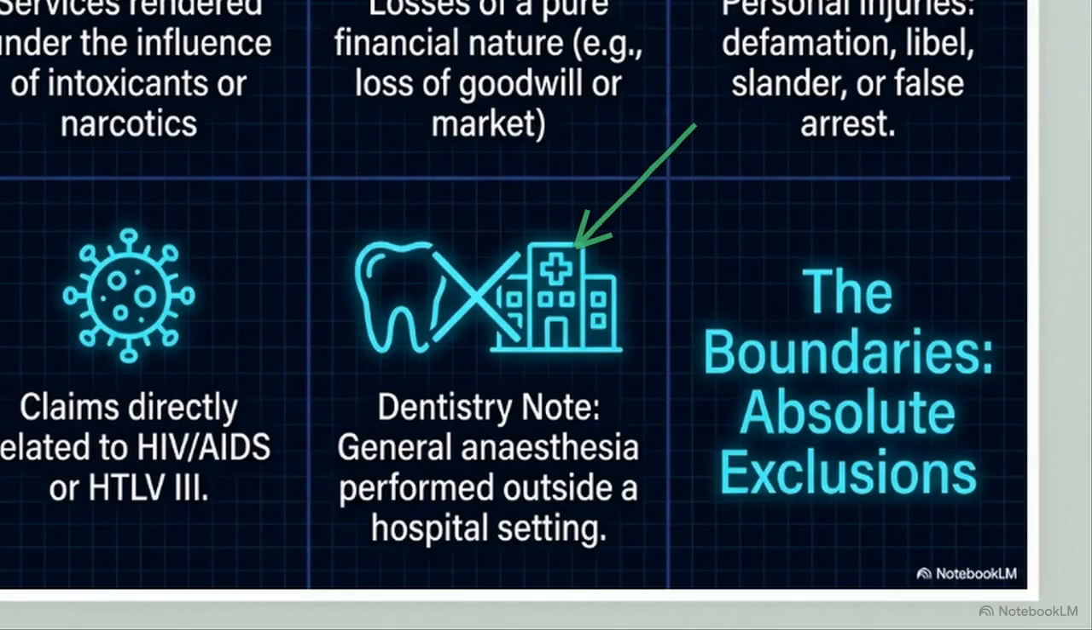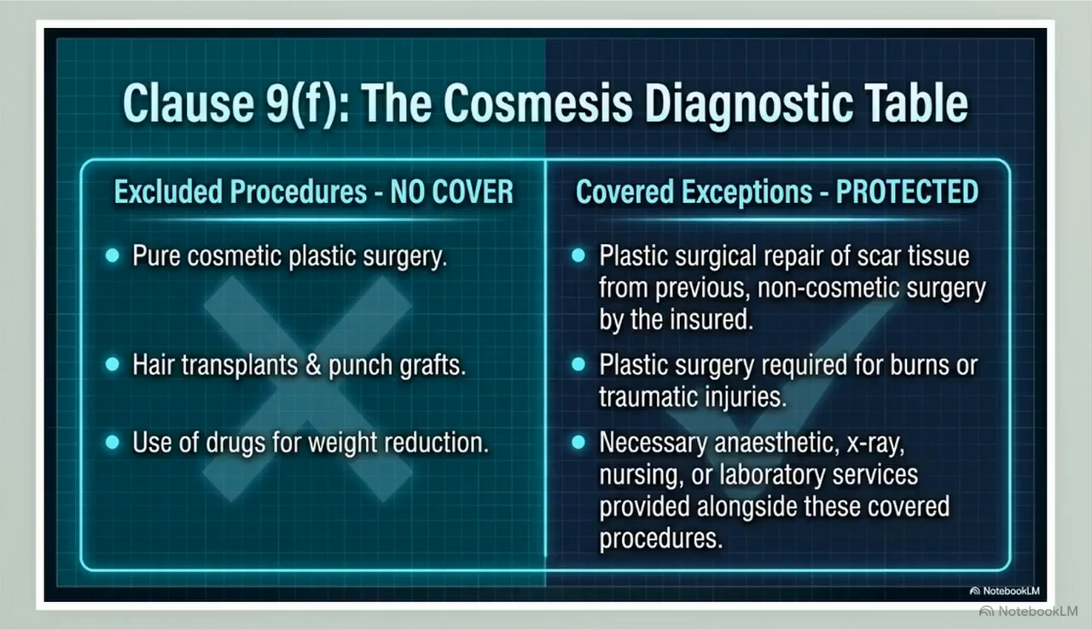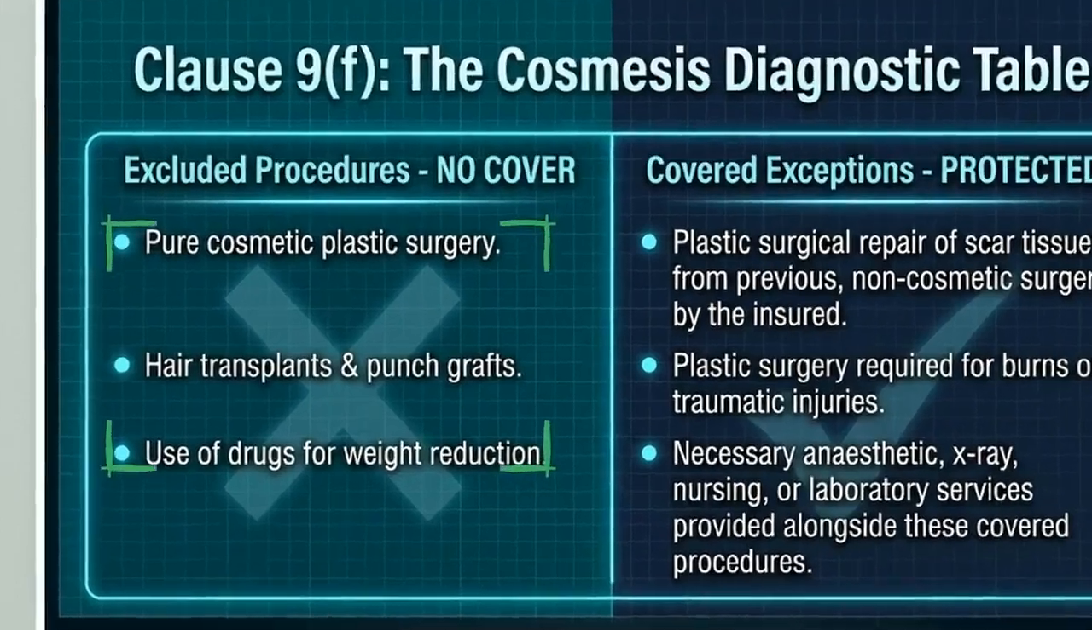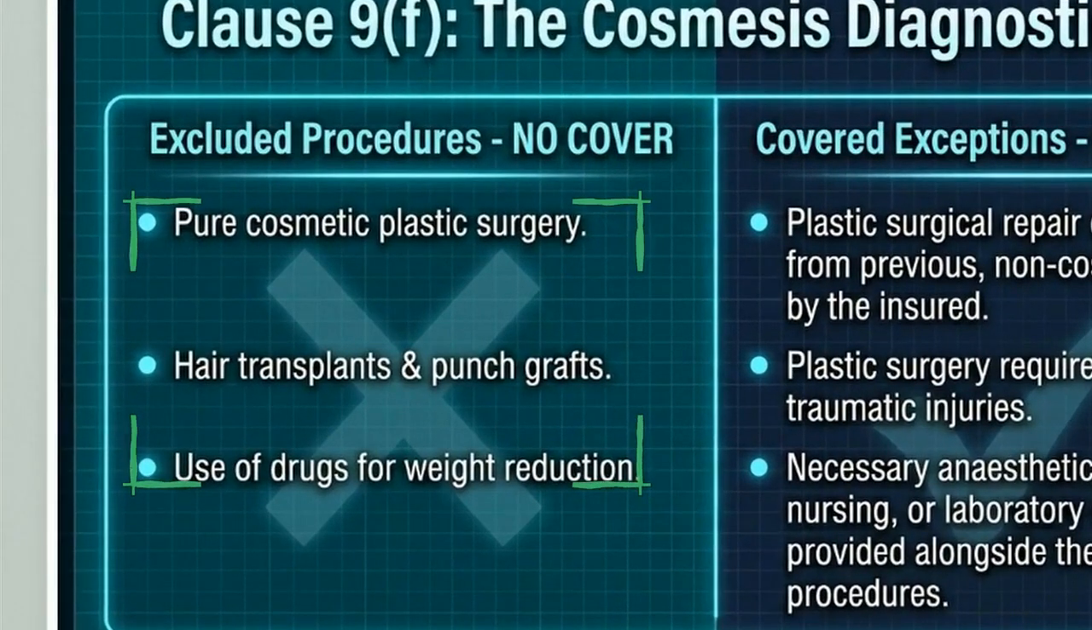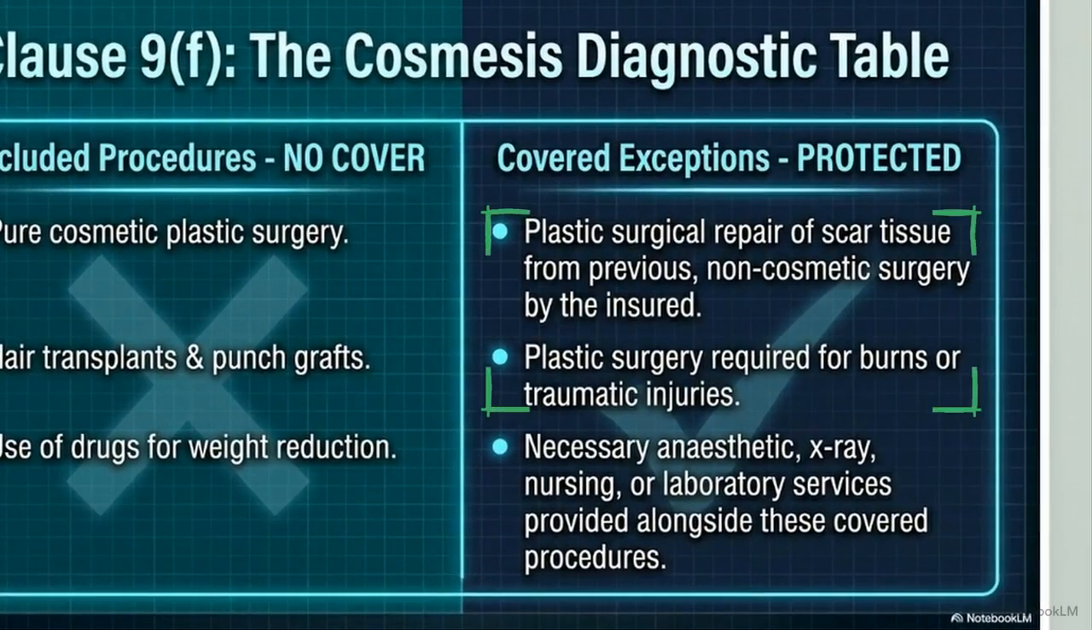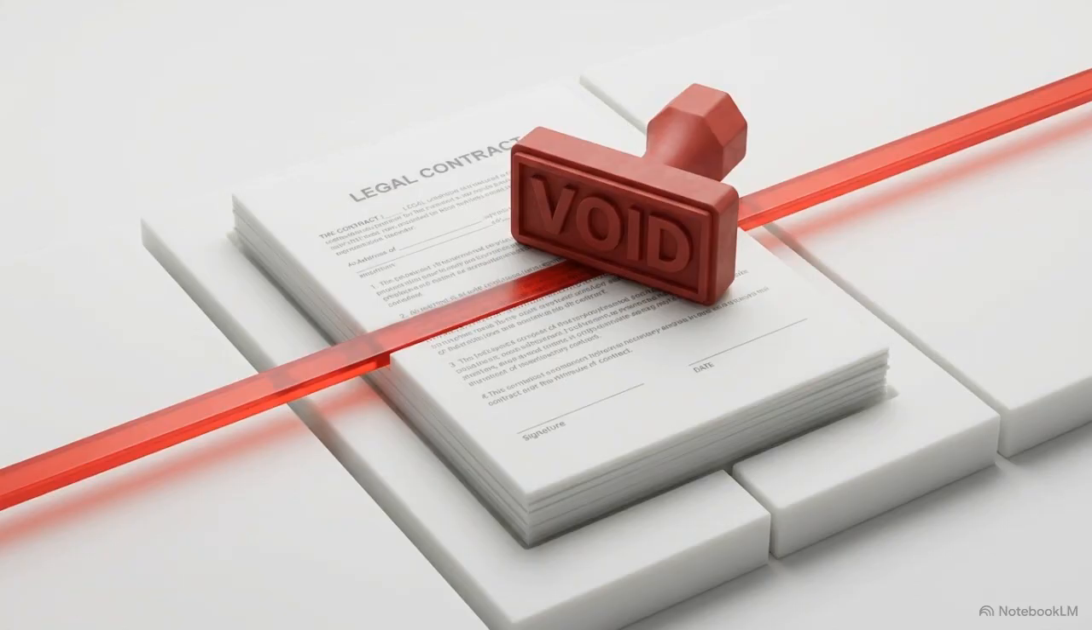This diagnostic table clarifies exactly how the policy handles cosmetic procedures, splitting them into strict exclusions and protected exceptions. Pure cosmetic plastic surgery, hair transplants, and the use of weight reduction drugs have no cover. However, the policy does protect the surgical repair of scar tissue from previous non-cosmetic surgeries or repairs required for severe burns and traumatic injuries. Committing any of these excluded acts immediately breaks your contract with the insurer.